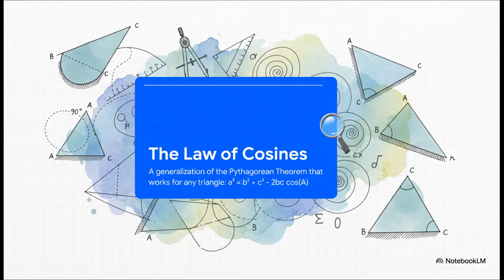All right, here it is, and look, the first part should look super familiar, right? A squared equals b squared plus c squared. That's just Pythagoras. But then you've got this little extra bit tacked on the end, the minus 2bc cosine of A. That little piece right there is the secret sauce. It's the correction factor that makes the whole thing work for any triangle, not just the right-angled ones.